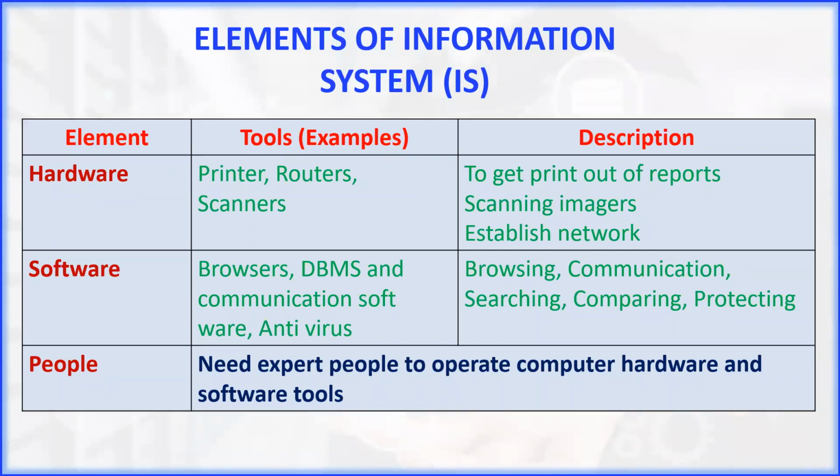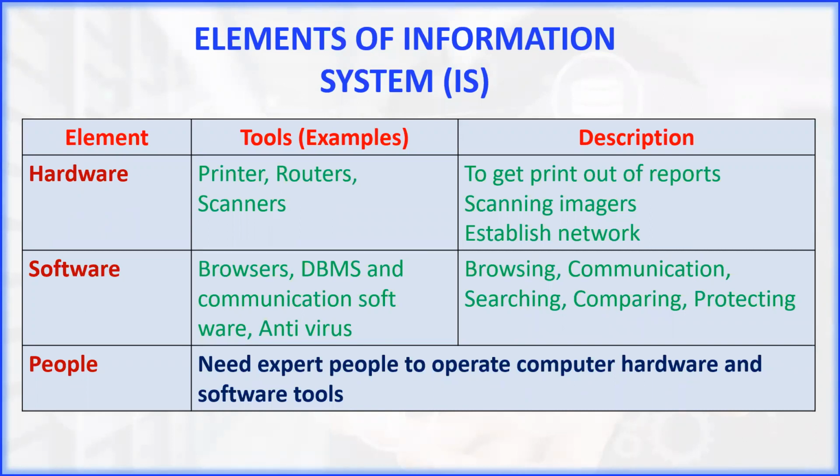Then if your information system is linked with the internet and you want to get information from the internet, you need browser software like Google Chrome. Only then can you access the internet information. Google Chrome means software, browser software. Here it explains browsing, communication, searching, comparing, and protecting. If you want to search for something, you need searching software. If you want to maintain a database, you need database software. These are some extra elements that you can find in the information system.